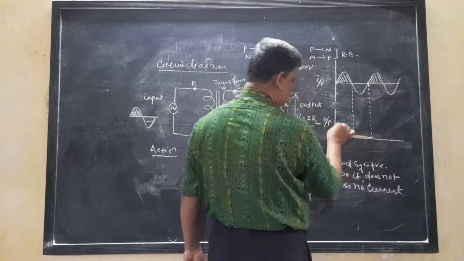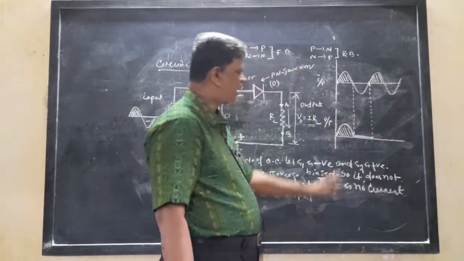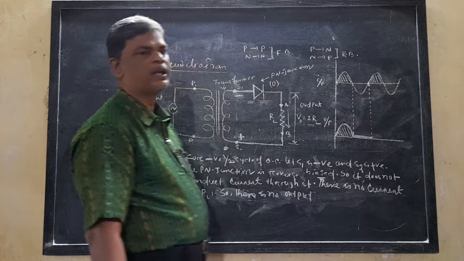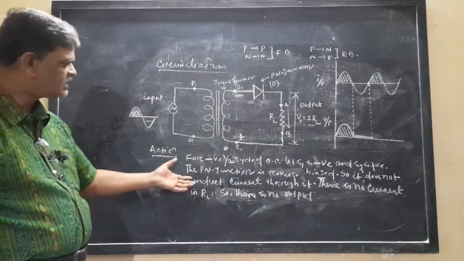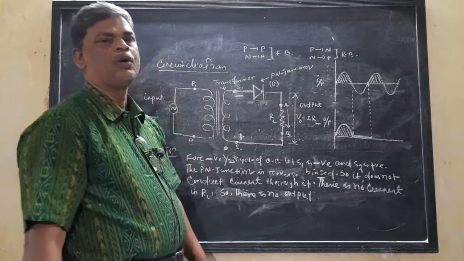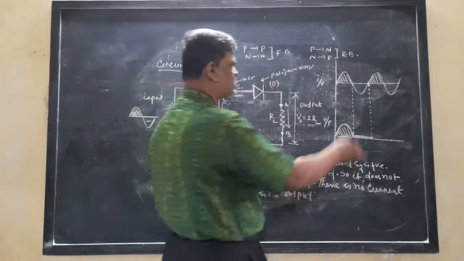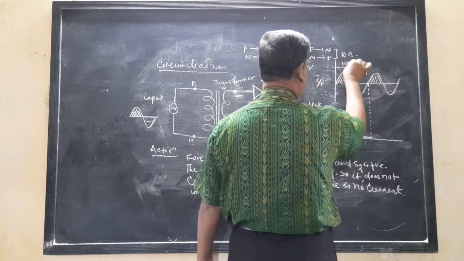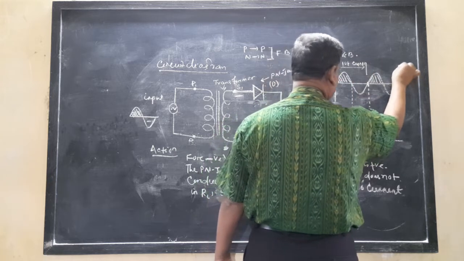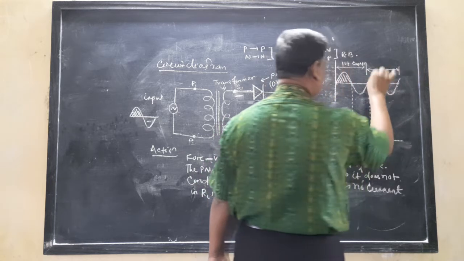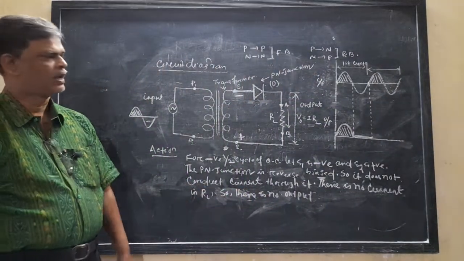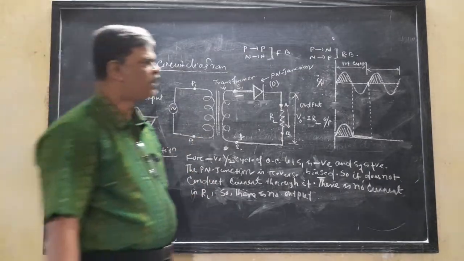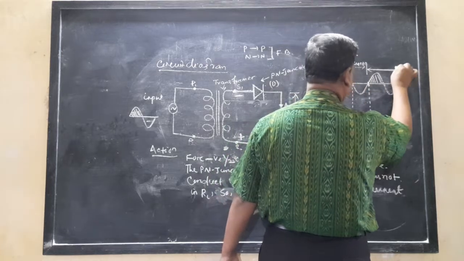So the output for positive half cycle we get. For negative half cycle we don't get any output. So this is the one cycle. Similarly, we repeat for the second cycle. This is the first cycle. And similarly, for the next cycle, it is repeated. The same phenomenon is repeated in each cycle of AC. Clear?